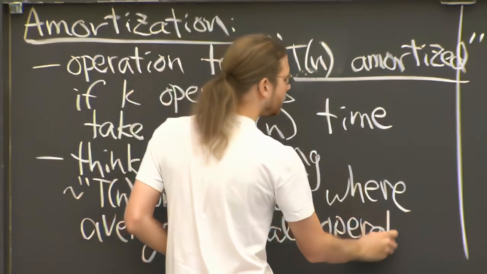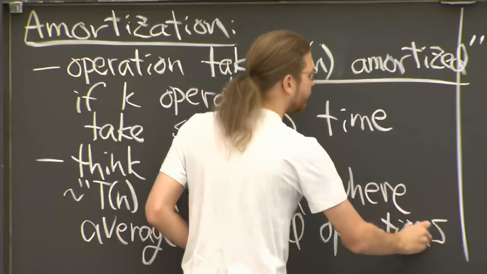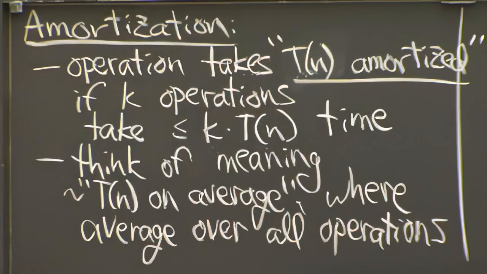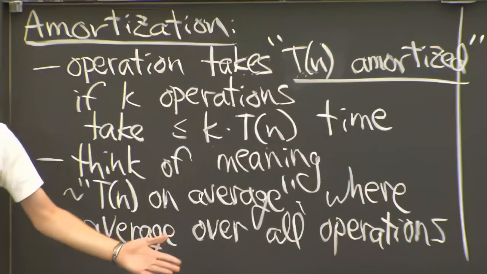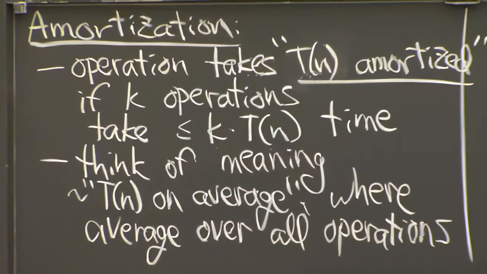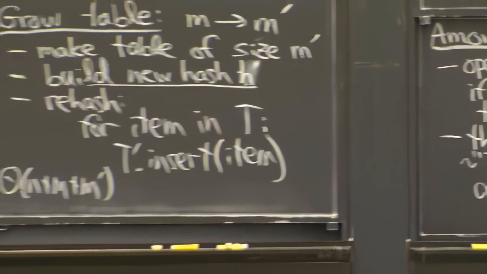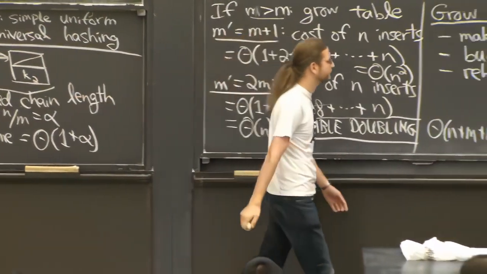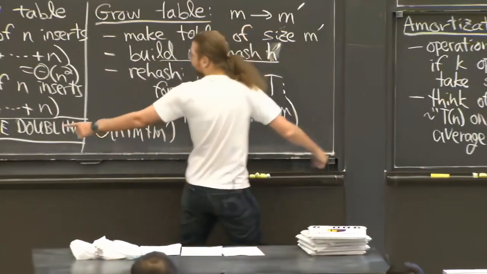So this is something that only makes sense for data structures. Data structures are things that have lots of operations on them over time. And instead of counting individual operation times, if you add them up and then divide by the number of operations, that's your amortized running time. So the point is, in table doubling, the amortized running time is Θ(1), because it's n in total.